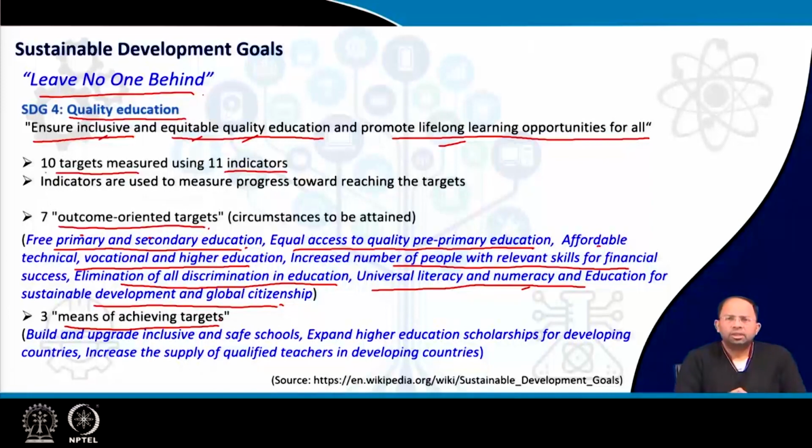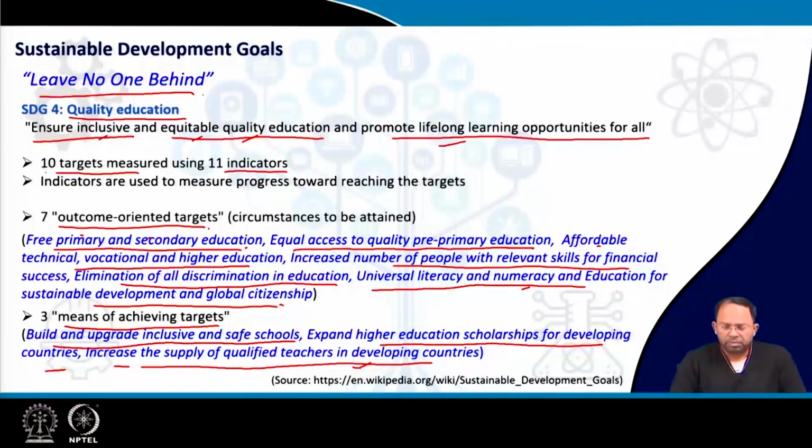In this case, for Sustainable Development Goal 4, the means of achieving targets are to build and upgrade inclusive and safe schools. So maybe at certain intervals you can measure this and say that so many schools have been done. Expand higher education scholarships for developing countries and increase the supply of qualified teachers in developing countries. That means creating new posts for teaching, or filling up existing posts, or making sure the people who are going to teach are adequately skilled. That is what this target is all about.